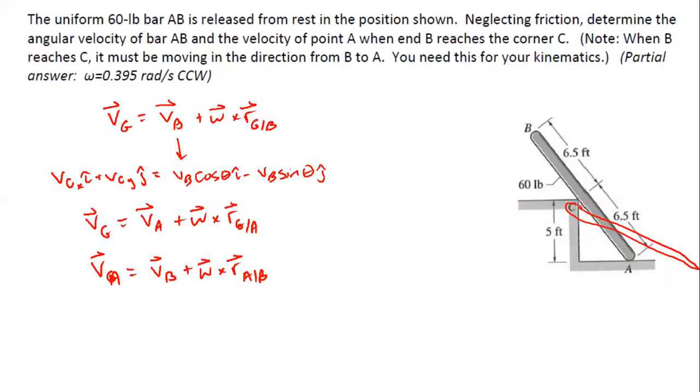You're going to have to make sure you remember that the VG you really want is the square root of VGX squared plus VGY squared, because it's a scalar equation.